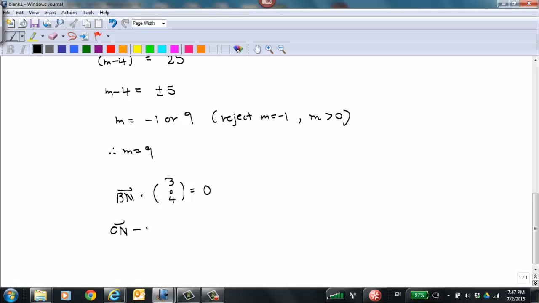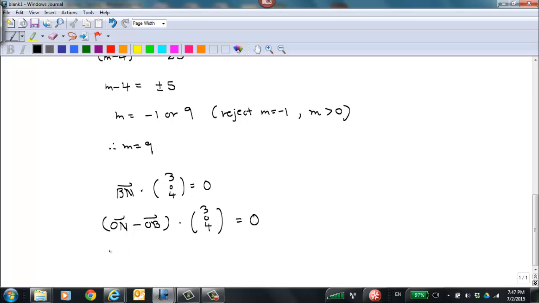ON minus OB dot 304 must be equal to 0. Now we already have ON as the expression of the line, so let's do everything in one step. It is ON, this is OB. Take note, we already found out that M is actually 9.